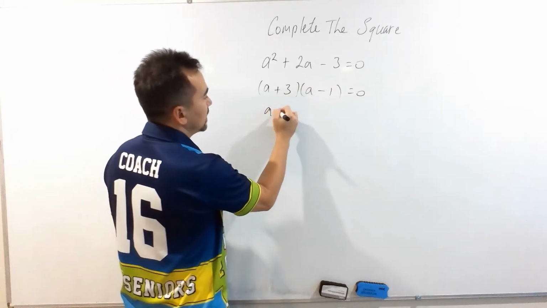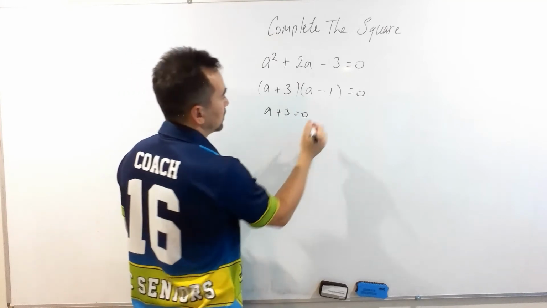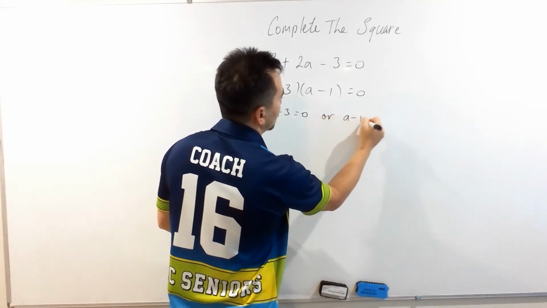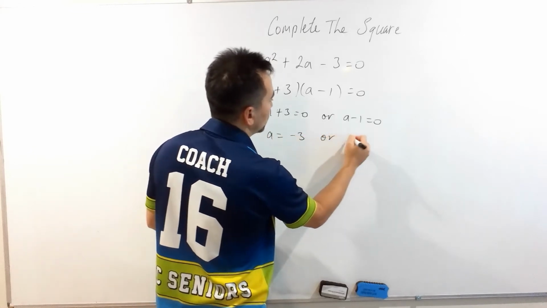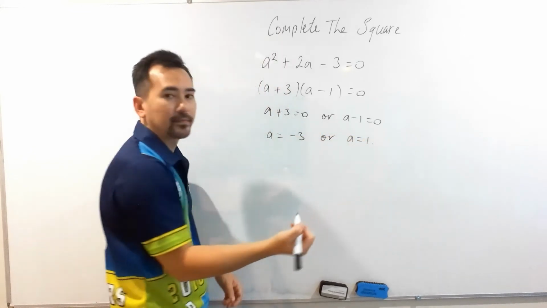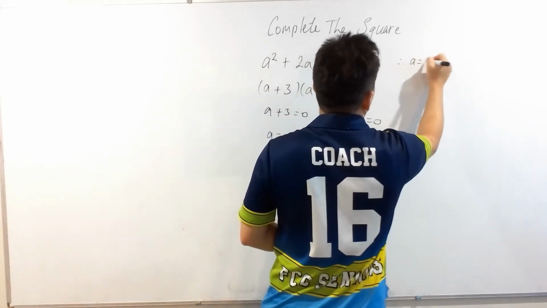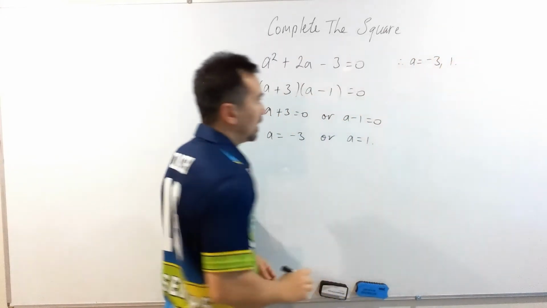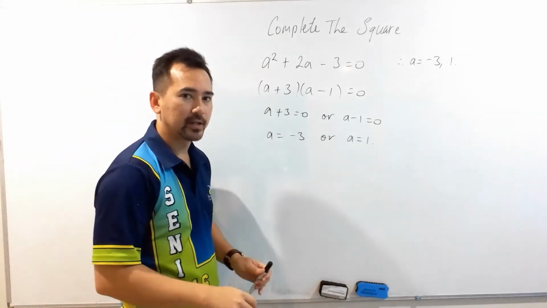And so our answers are a plus 3 is equal to 0, or a take 1 is equal to 0, which means a is equal to negative 3, or a is equal to 1. Okay, and those are our two answers. And that's solving it by factorizing, which you guys should already know.